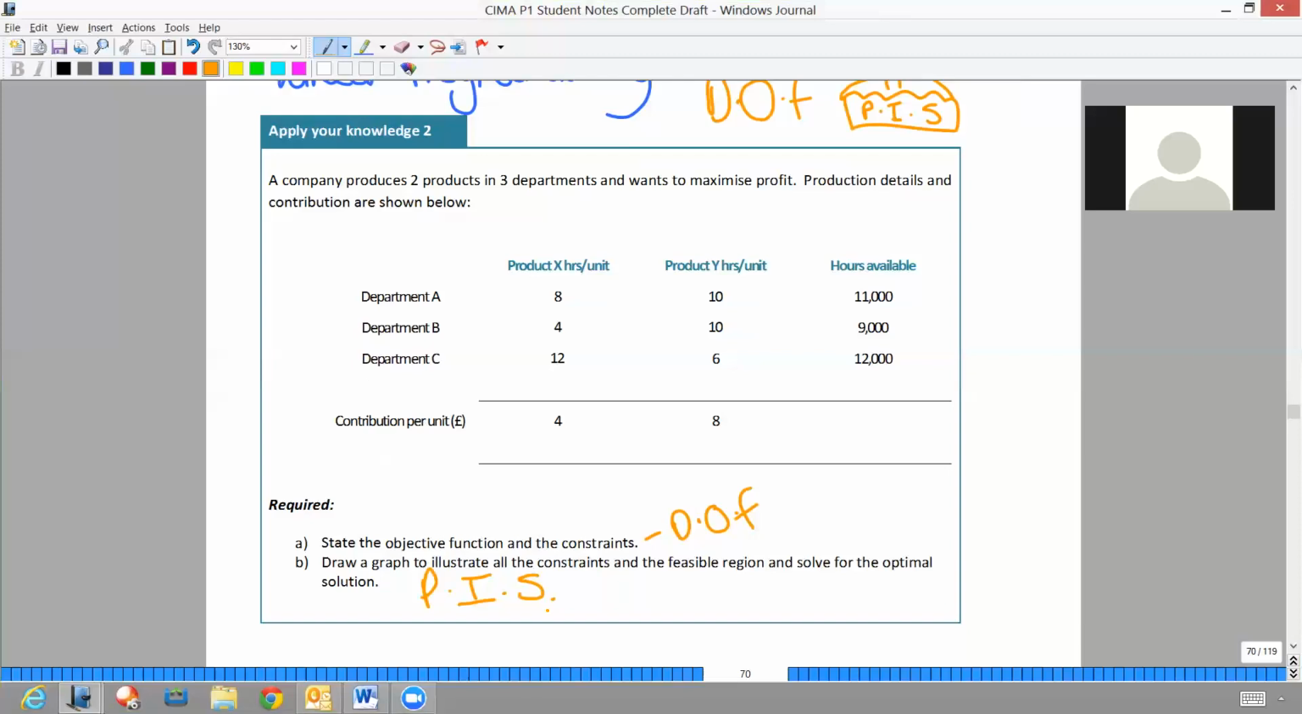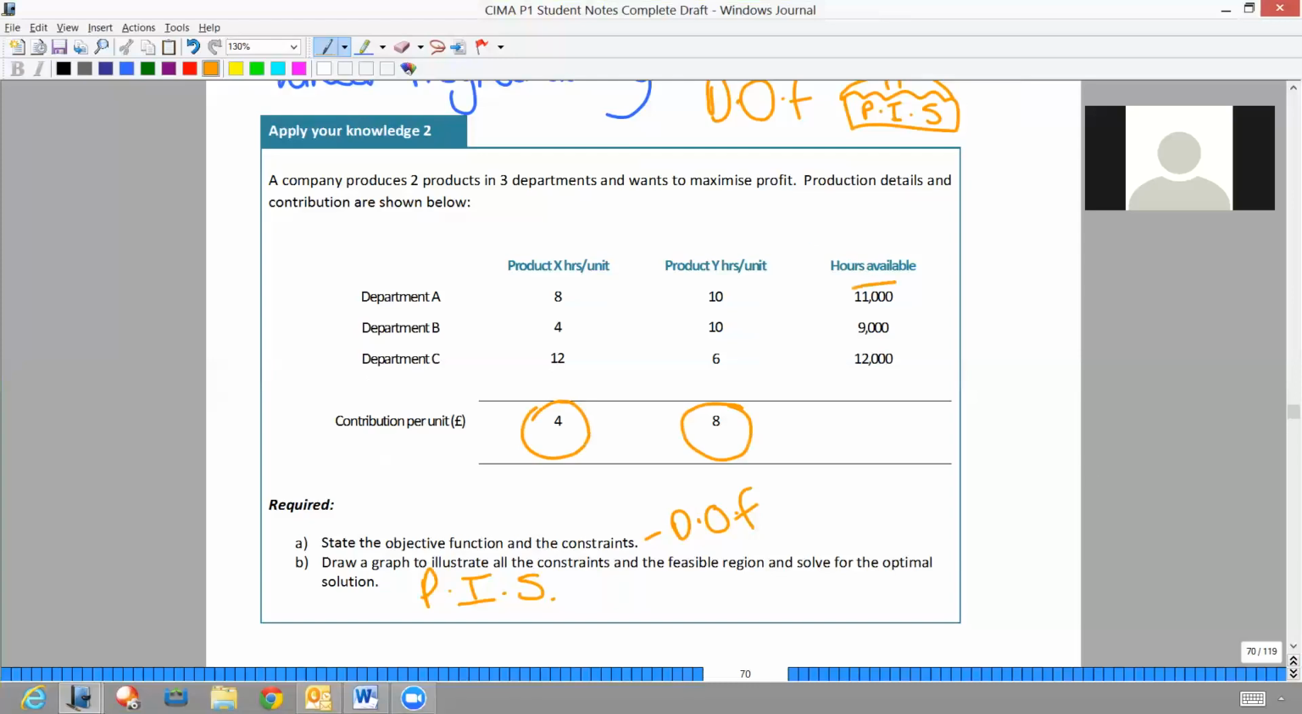We then have department B, and product X needs 4 hours of department B's time, and product Y needs 10 hours of department B's time. And then finally, we've got department C, and product X needs 12 hours of its time, and product Y needs 6 hours. We are then being told that we have got a contribution value of 4 for X and 8 for Y. We are also then told how many of our hours are available in each of our departments.